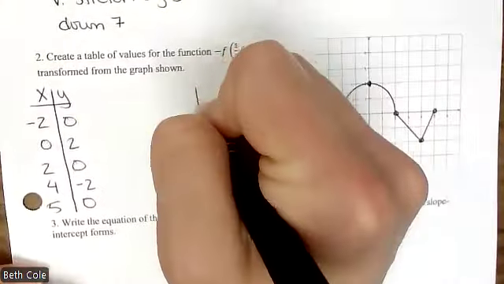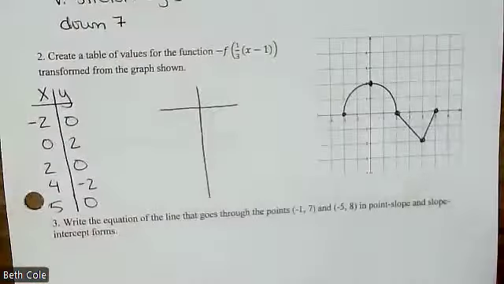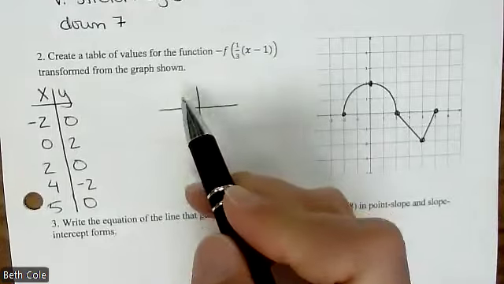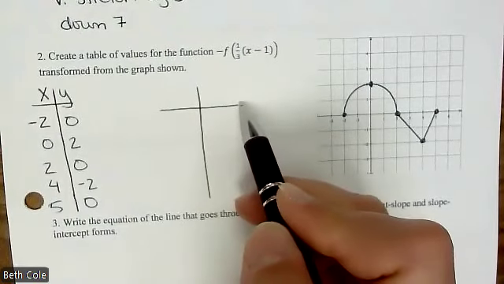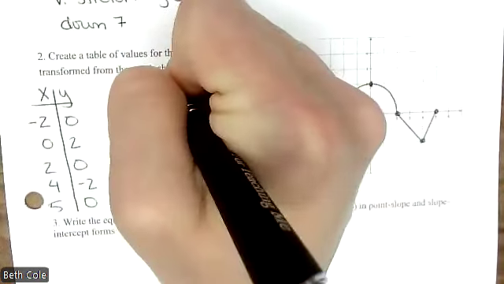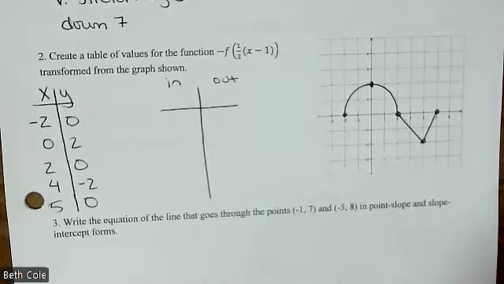Okay, so now we're going to make a table for the shifted values. X is inside, Y is outside. You guys are a class that likes labeling things. Let's go ahead and label that. X is the changes inside, Y is the ones outside.